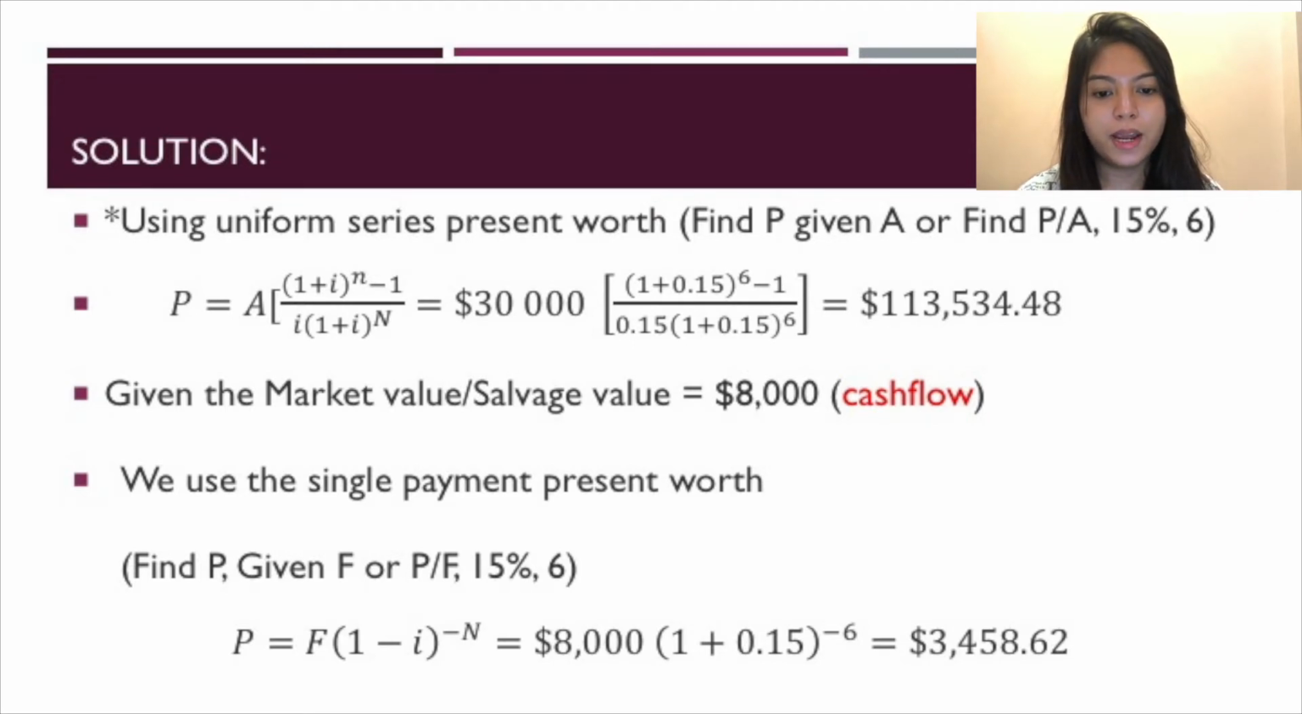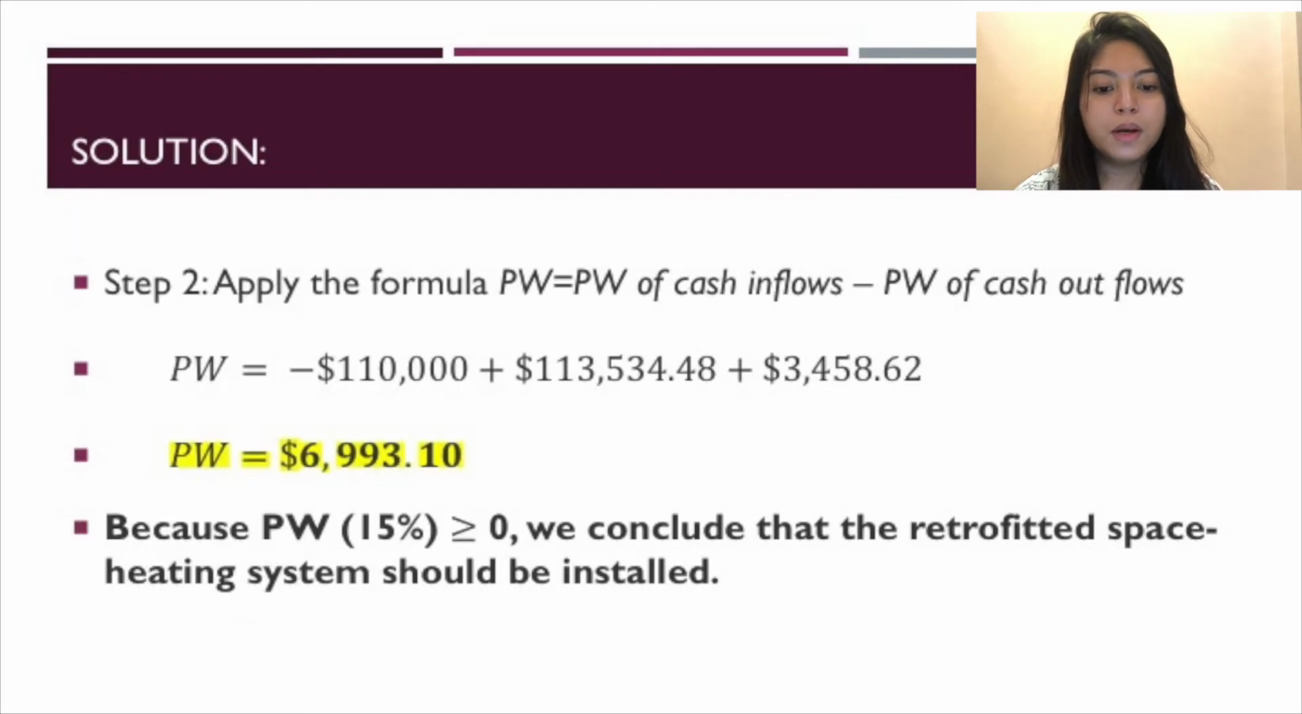Using the formula P over F, we will have P equals F multiplied by (1 plus i) raised to the power of negative n. Then, substituting the values into the formula, we will get $8,000 multiplied by (1 plus 0.15) raised to the power of negative 6. The answer of P will then become $3,458.62. Step 2. We will apply the formula: present worth equals present worth of cash inflows minus present worth of cash outflows.